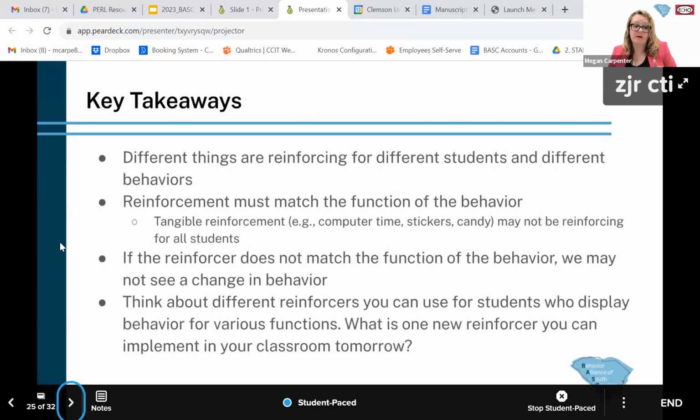So a few quick takeaways from this today. Different things are going to be reinforcing for different students and for different behaviors in different contexts. Reinforcement must match the function of the behavior. Tangible reinforcers such as computer time, stickers, or candy may not be reinforcing for all students. If the reinforcer doesn't match the function, we may not see a change in the behavior. But I challenge you to think about different reinforcers you can use for students who display behavior of various functions, and what is one new reinforcer you can implement in your classroom tomorrow.